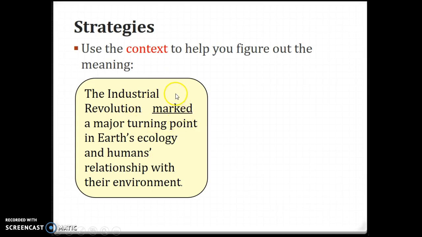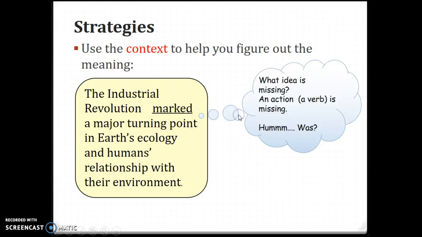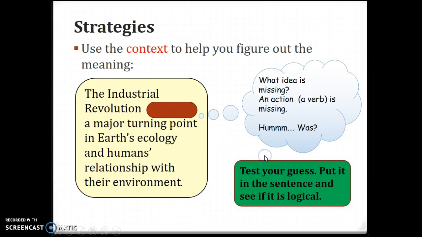We talked about marked, but again, here we're using the context, what idea is missing. Here we have to pay attention to the fact that it's an action, a verb. Was a major turning point? Let's test our guess and say, the Industrial Revolution was a major turning point. Does that help us understand in general what it means? Yes, it does. So context can help us figure out meaning.